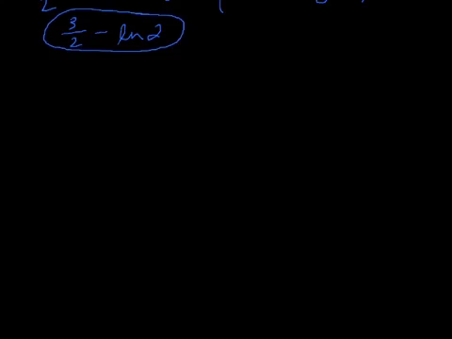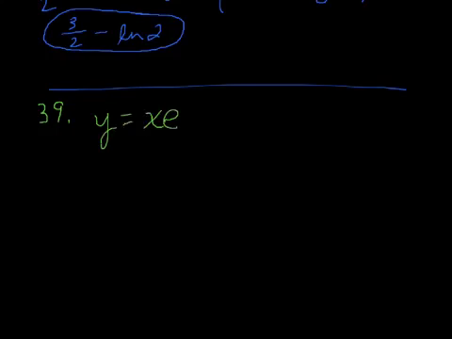If you get stuck on 39, maybe you want to come back, maybe you don't. I don't know. But 39 I do want to do, only because the integrating is kind of funky there. So you have y equals x times e to the negative x squared. That's your curve.